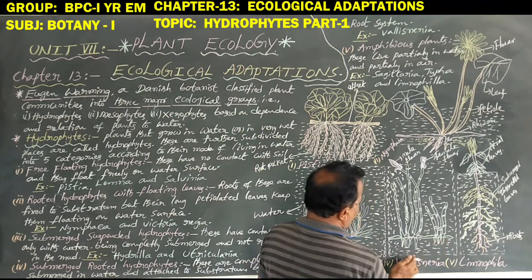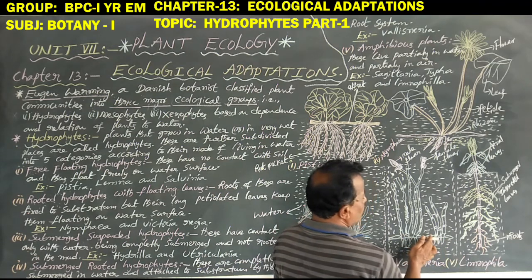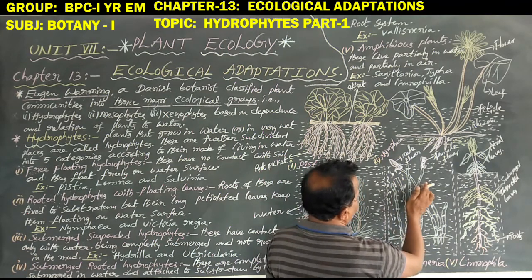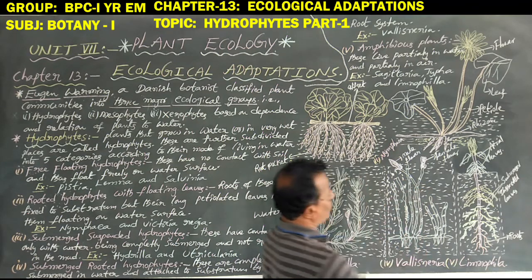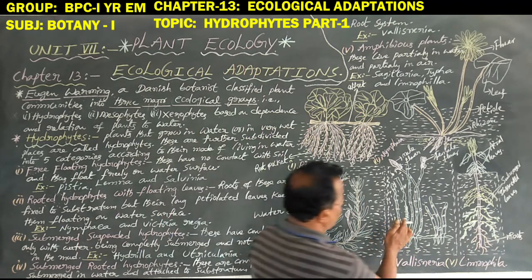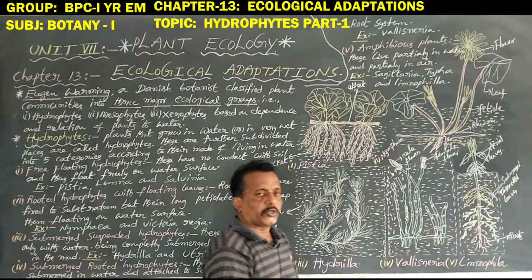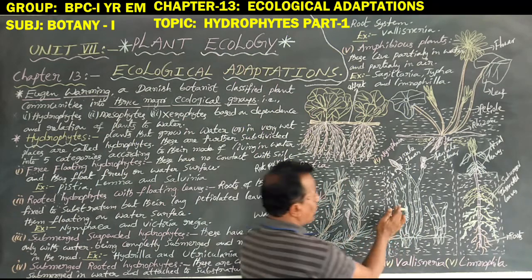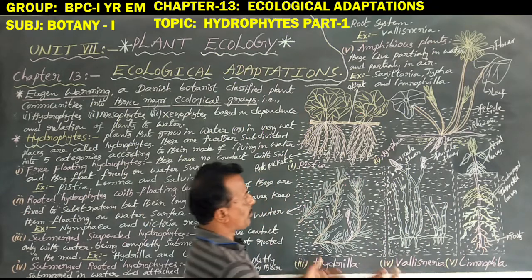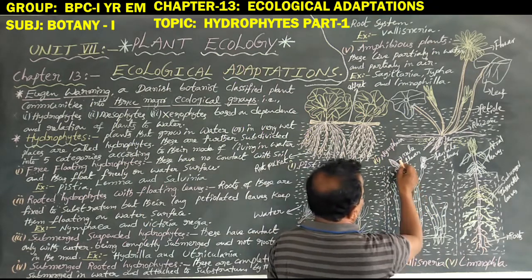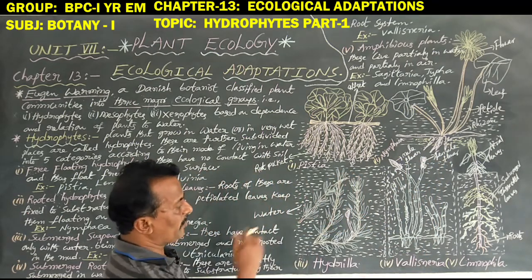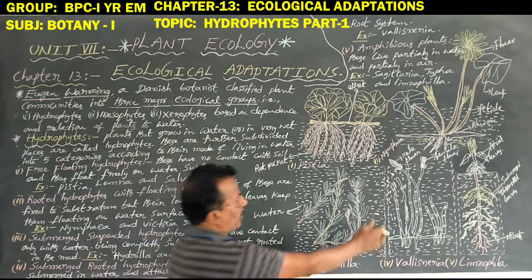Vallisneria also contains an underground stem, that is a rhizome, and the rhizome contains roots and ribbon-like leaves, and the whole plant body is modified into a ribbon-like structure. Some plants contain male flowers, and some contain female flowers. That is the importance of Vallisneria.